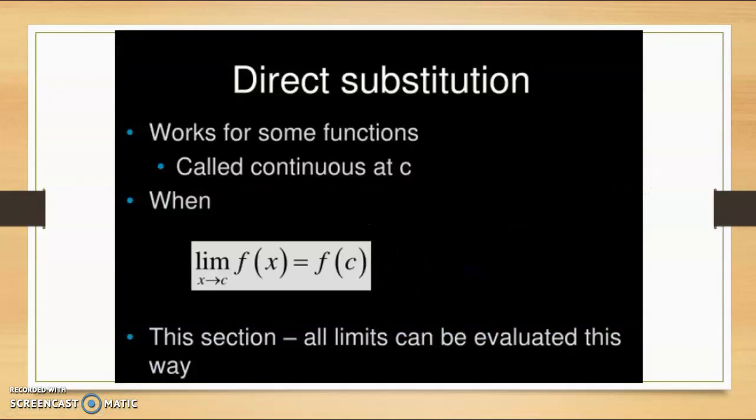The first approach for a limit is always direct substitution, but this works for only some functions. If the function is a continuous function, then we can use direct substitution to find the limit. For example, for the limit of f of x as x goes to c, just replace x with c. That will give you the solution for the limit.